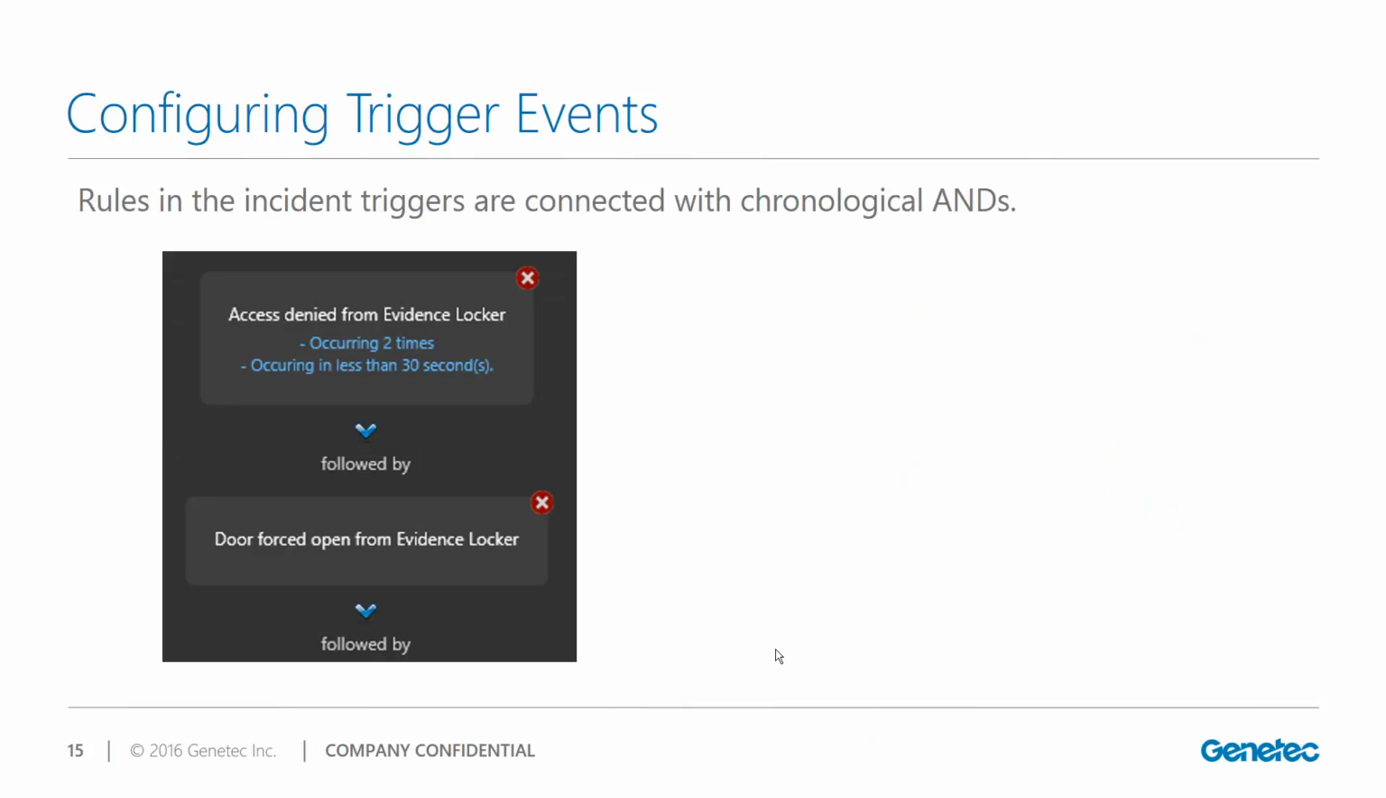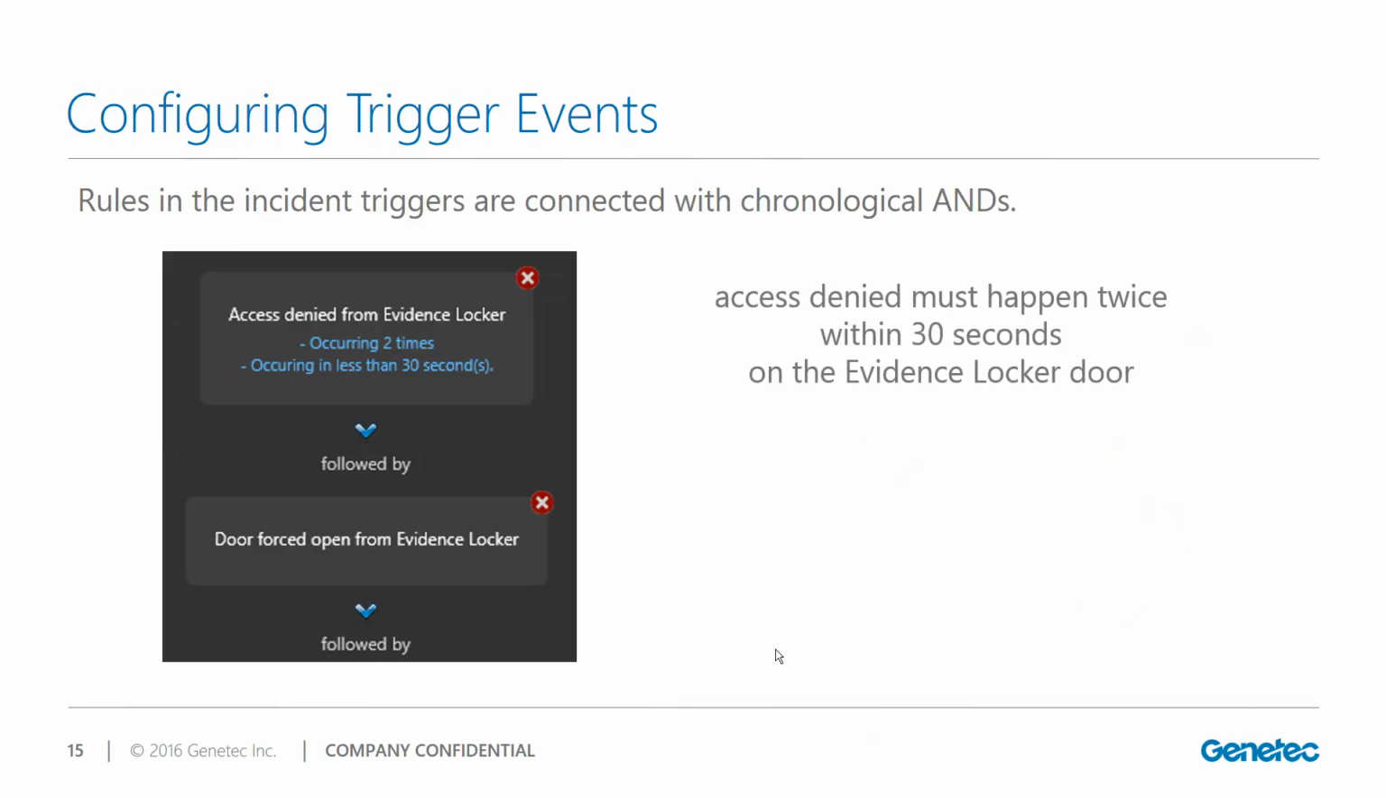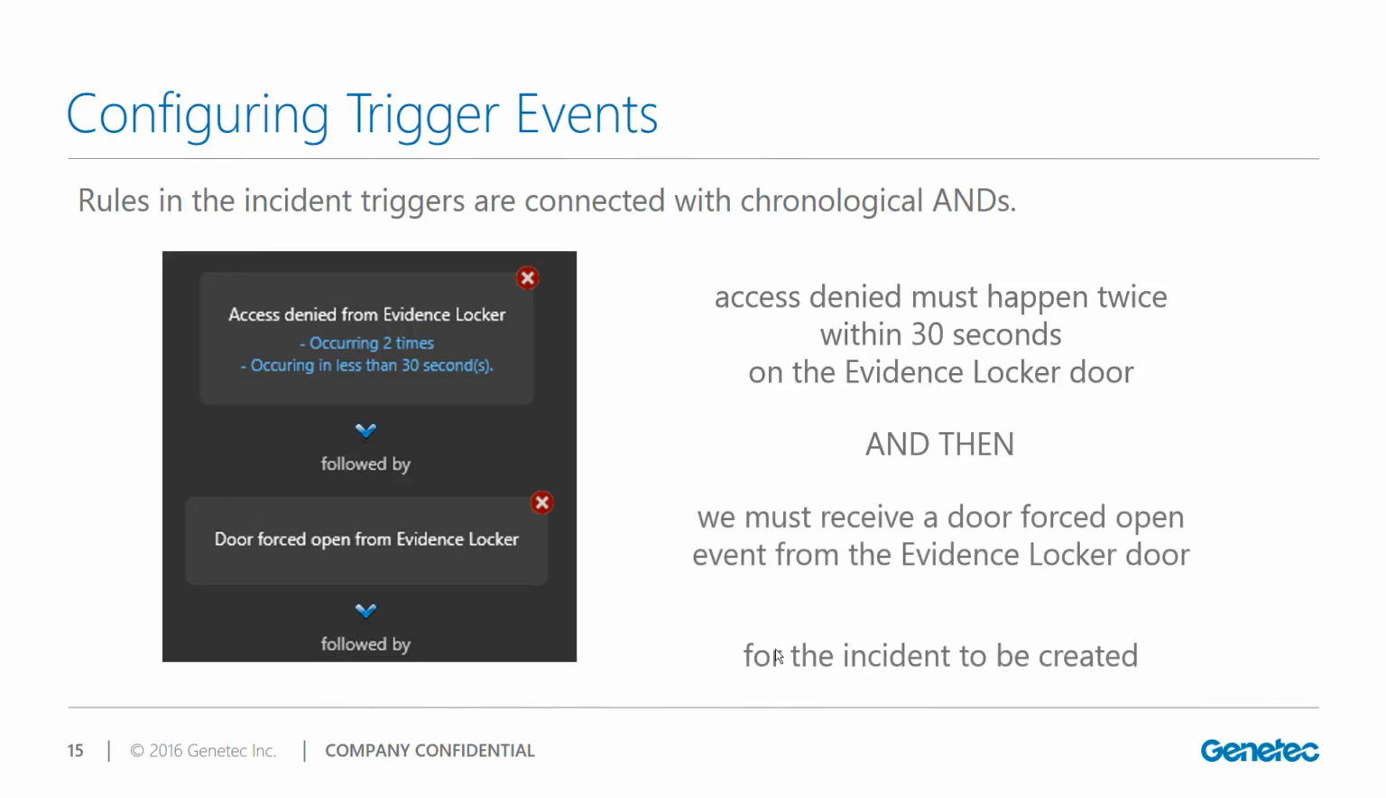Backing out and looking at the actual rules within the trigger section, they're connected by chronological ANDs. So taking a look at an example of the trigger section here, our first rule is that we want an access denied to happen twice within 30 seconds on the evidence locker door, and then we want to receive a door forced open event from the evidence locker door for the incident to be created.